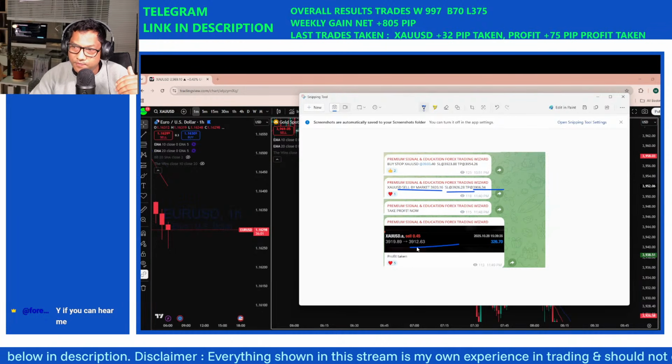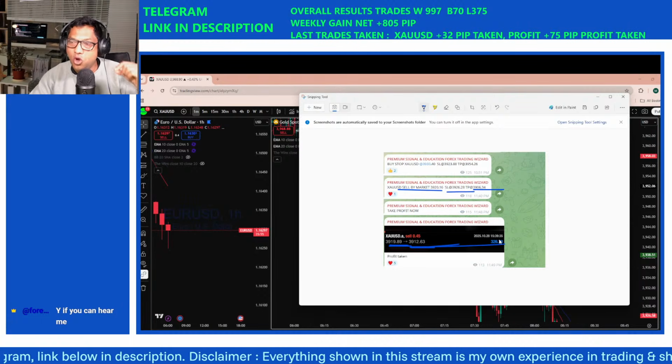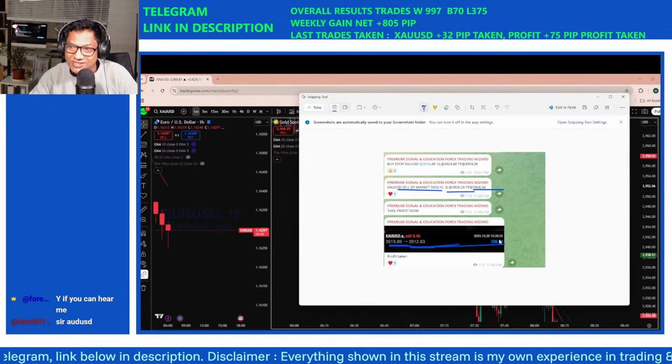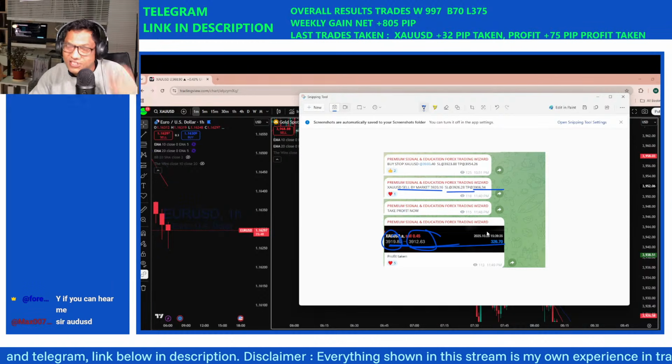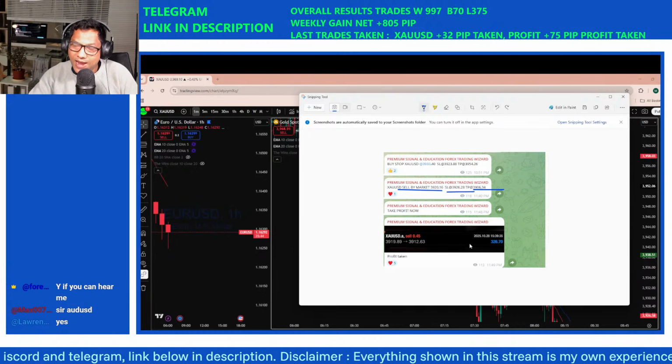If you look here, we sold at the 3919 level and TP hit at 3912.63. So 3920 to 3912, 80 pips on one single drop, right? And it's a live trade.